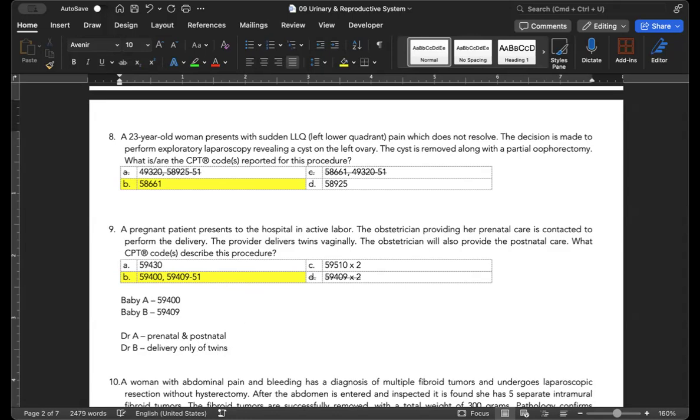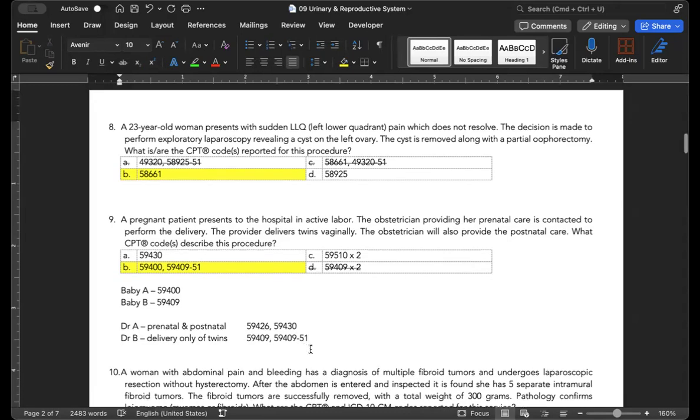Then for prenatal and postnatal, they would end up doing, depending on how many visits, but we're just going to say it's the normal amount, 59426 for their prenatal, and then 59430 for the postnatal or the postpartum care. Okay. And then for the delivery of the twins, it would be 59409 and 59409 with a 51, because 59409 is baby A and with a 51 is your multiple for baby B. Perfect. Thank you. You're welcome.